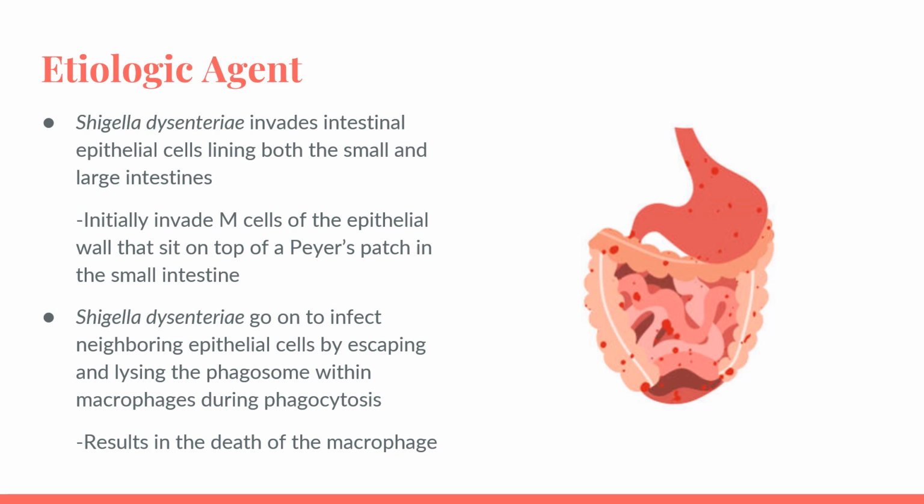Etiological agent. Shigella dysenteriae invades intestinal epithelial cells lining both the small and large intestines. They initially invade M cells of the epithelial wall that sit on top of a Peyer's patch in the small intestine. Shigella dysenteriae go on to infect neighboring epithelial cells by escaping and lysing the phagosome within macrophages during phagocytosis. This results in the death of the macrophage.